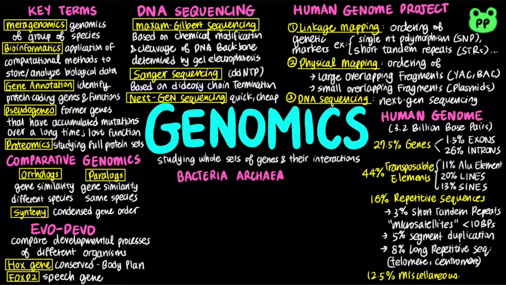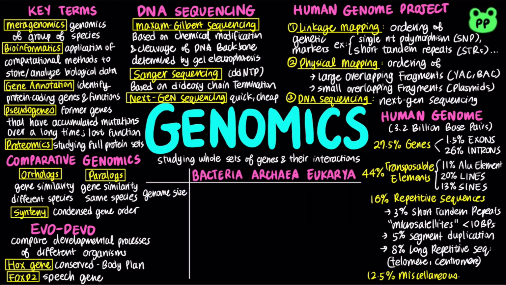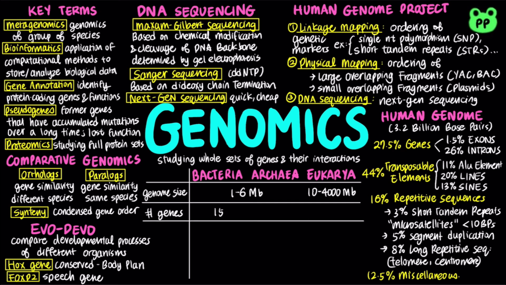The genomes of most bacteria and Archaea range from 1 to 6 million base pairs, abbreviated as MB. Genomes of eukaryotes typically range from 10 to 4,000 million base pairs. Bacteria and Archaea typically contain 1,500 to 7,500 genes, whereas eukaryotes contain 5,000 to 40,000 genes. The number of genes is not correlated to genome size. Vertebrate genomes can produce more than one polypeptide per gene because of alternative splicing of RNA transcripts.